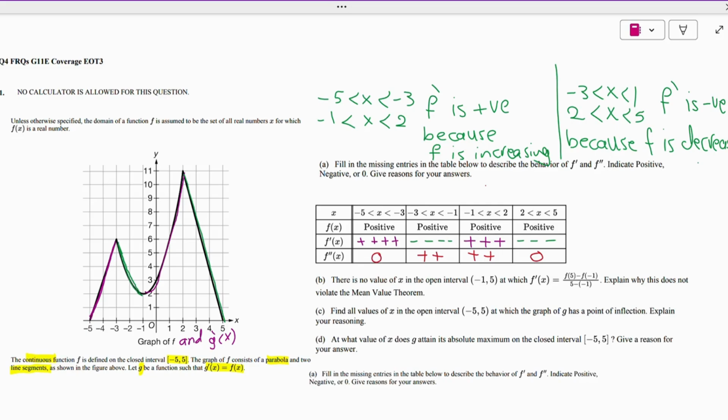So where do we write those two reasons? From negative 5 to minus 3, and from 2 to 5, f double prime is 0 because f is linear. F is linear there, right?